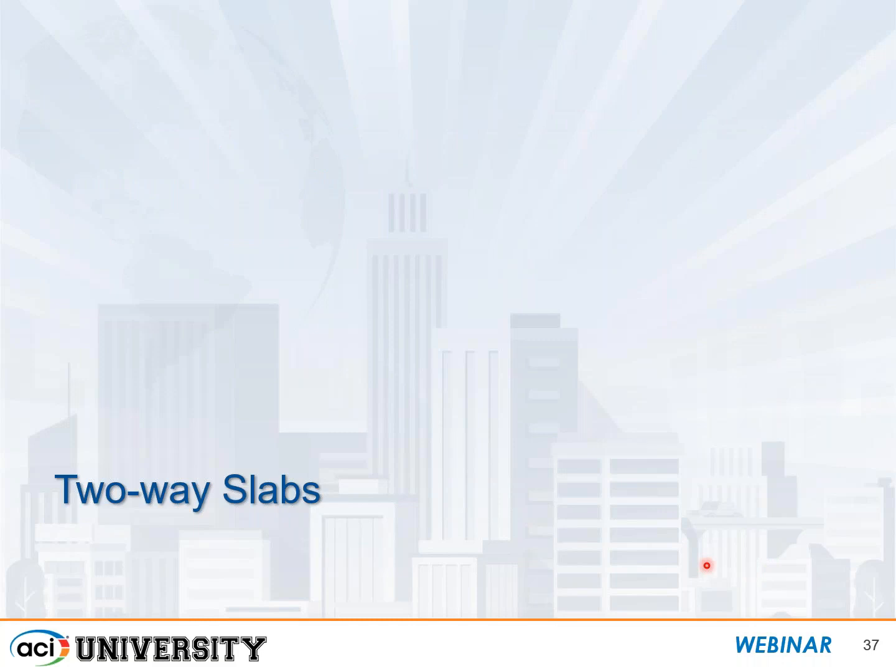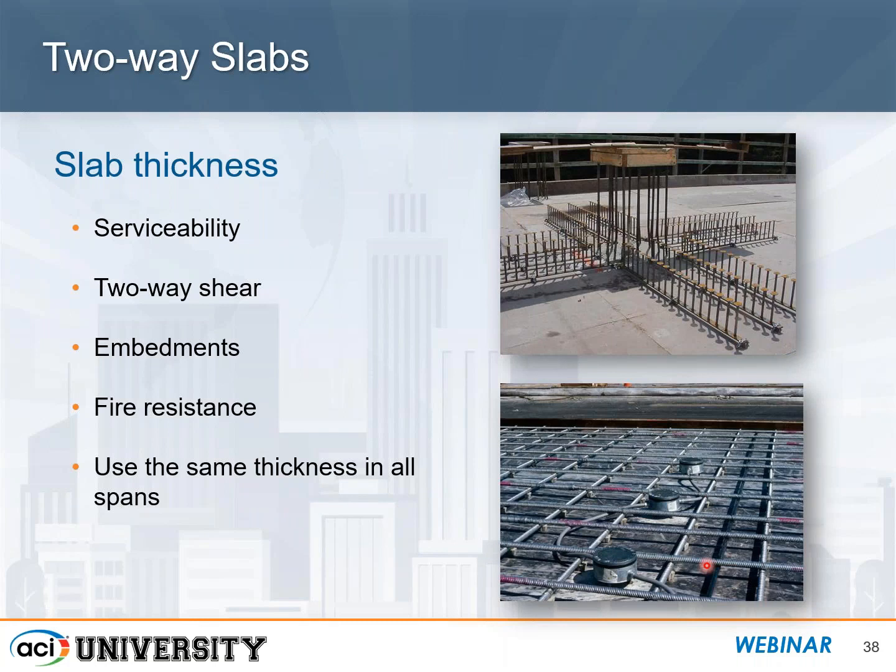So let's move on to two-way slabs. Two-way slabs, again, serviceability is important. Once again, ACI 318 has some empirical equations that you can use to determine what the slab thickness has to be for serviceability. What usually governs, as we well know, is two-way shear in a two-way slab system.